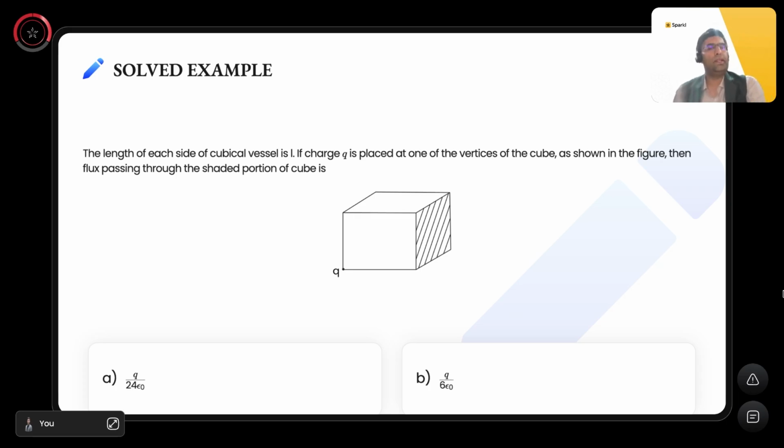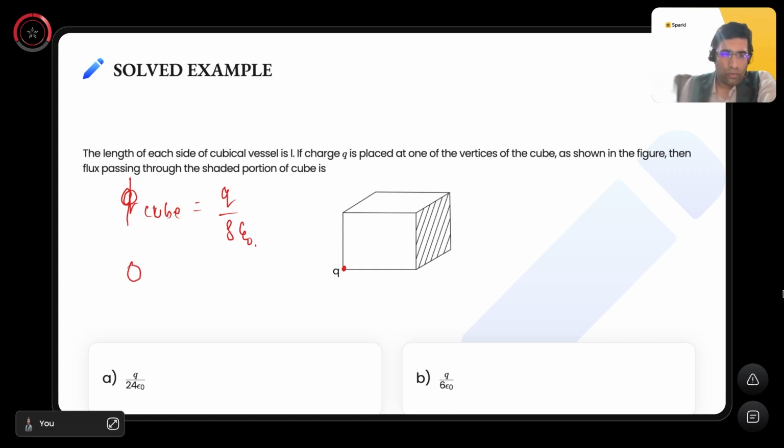The length of each side of a cubical vessel is L. If charge Q is located at one of the vertices of the cube, as shown in the figure, then the flux passing through a shaded portion. यहाँ पे flux through surface पूछा है आपने. Now we know that जब corner पे रखते हैं तो charge gets shared among 8 cubes. So the flux through the entire cube will be equal to how much? Q upon 8 epsilon naught. Because in every cube 1 by 8 of the charge will be there.